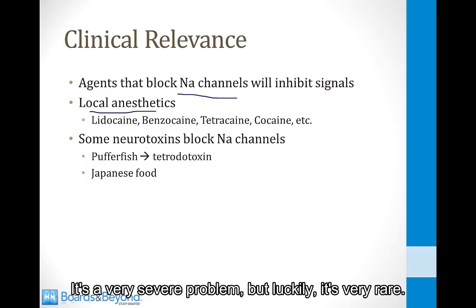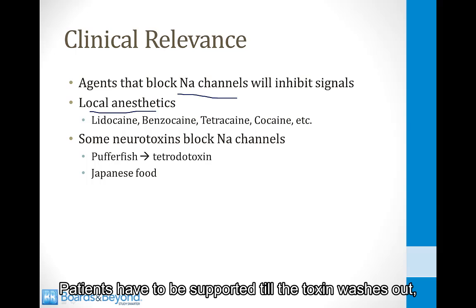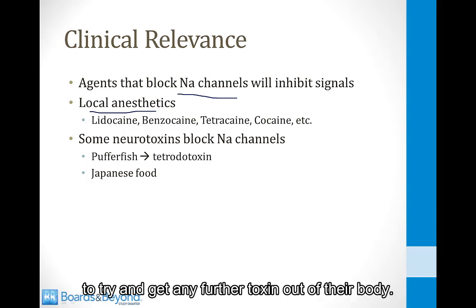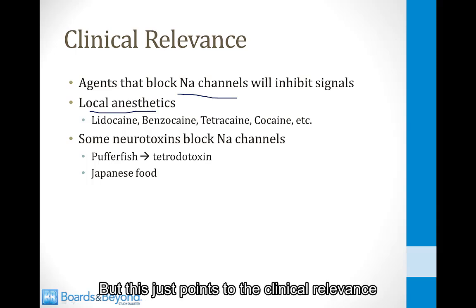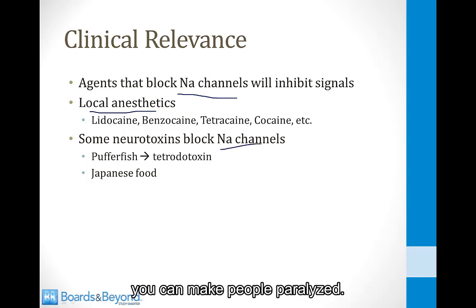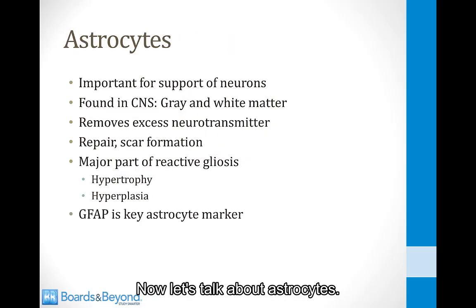Luckily, it's very rare. Patients have to be supported till the toxin washes out, and you have to flush their stomach with charcoal to try and get any further toxin out of their body. But this just points to the clinical relevance of sodium channels, in that when you block them, you can make people paralyzed. Now let's talk about astrocytes.